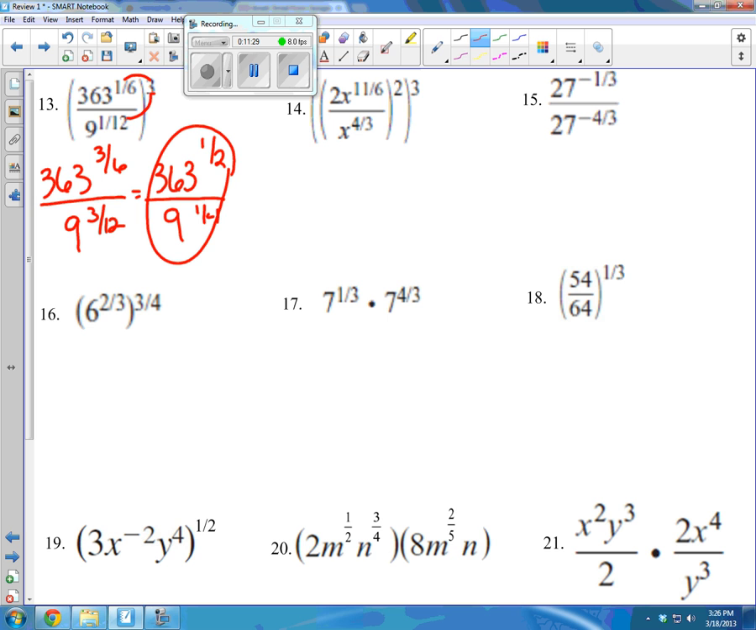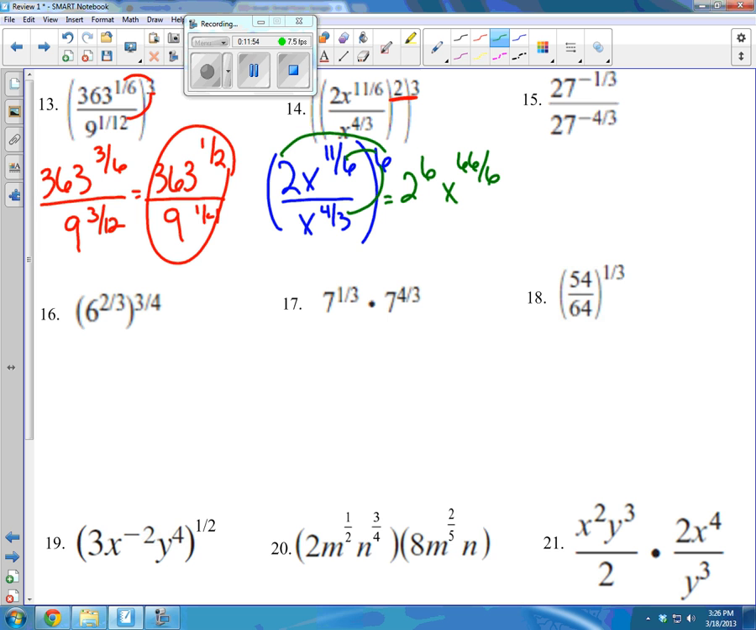On 14, the first thing I'm going to do is multiply these two exponents. So I have 2x, that's the 11/6, and x to the 4/3 on the bottom. Now that's all to the 6th power. So now this 6 is going to distribute to the 2, the 11/6, and the 4/3. So I'm going to get 2 to the 6, and x to the 66 over 6, and x to the 24 over 3.